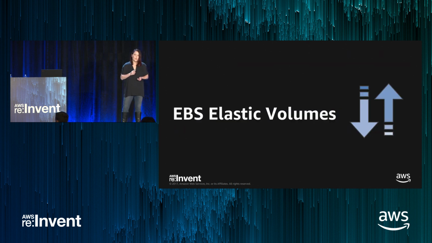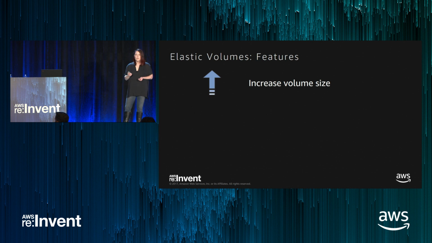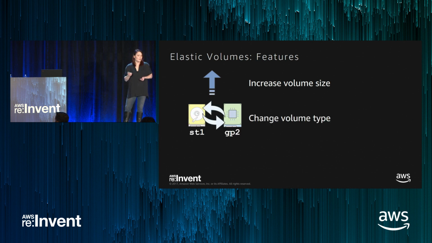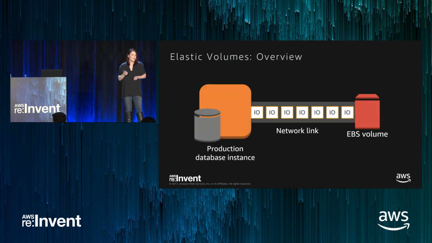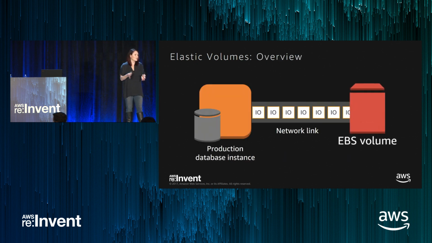So in February of this year, we introduced elastic volumes, which was a top customer ask among our base. Elastic volumes allows you to increase your volume size, to change your volume type, and to increase or decrease your provisioned IOPS. But most importantly, it allows you to do this when your application is actively driving I/O to your volume. And the benefits there are that there's no need for a maintenance window or downtime as you grow out your storage or increase IOPS.